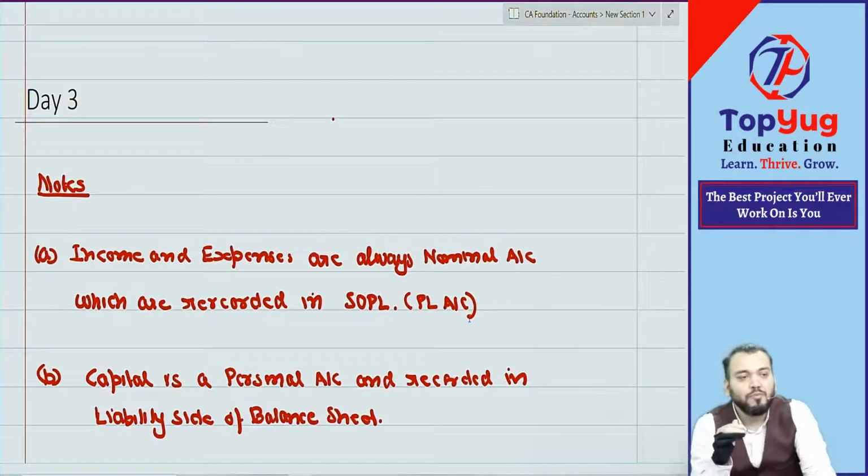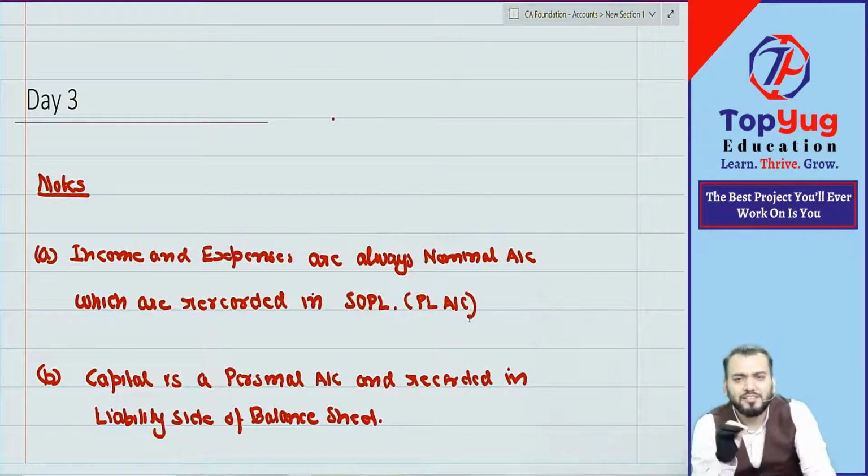Correct. What is the rule for real account? Debit what comes in, credit what goes out. What is the rule of personal account? Debit the receiver, credit the giver. What is the rule for nominal account? Debit all expenses and losses, credit all income and gains.